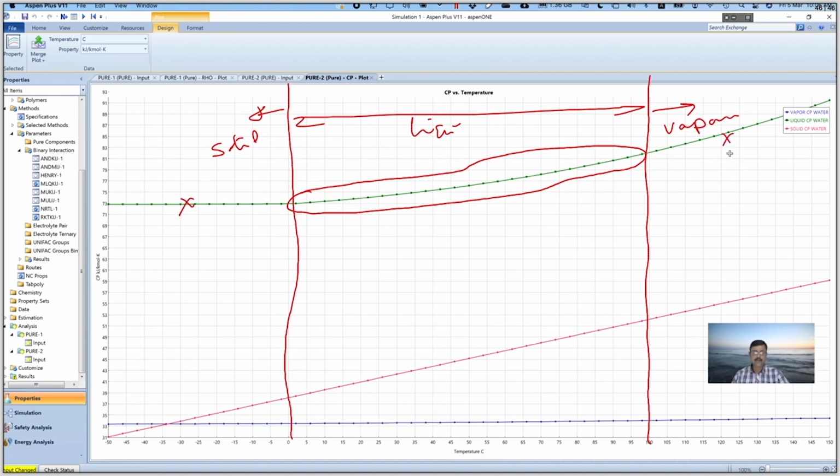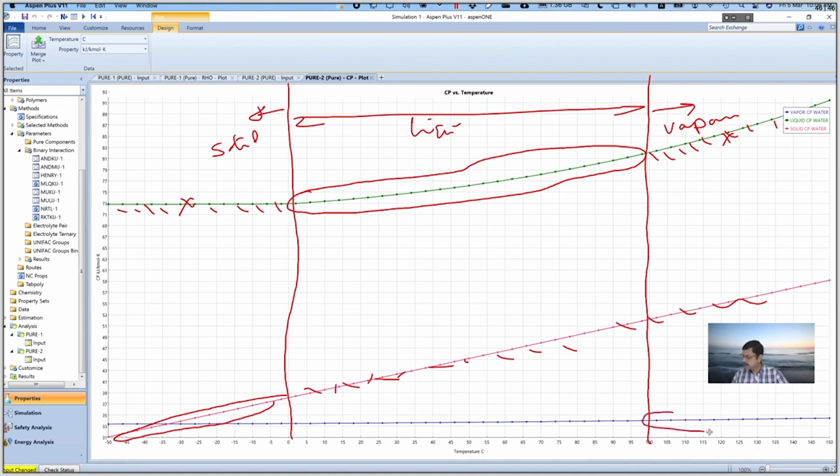Because at 1 atmosphere, the water is not in solid phase. So this portion is not relevant at all. What about the red line? It is solid. So this portion is relevant, not this portion. And finally, vapor CP water, it is blue line. So this portion is relevant, not this one. So that's how you analyze the specific heat of water at various phases.